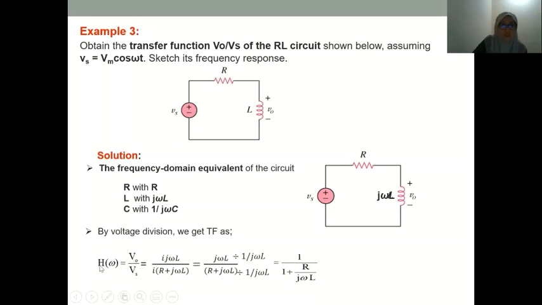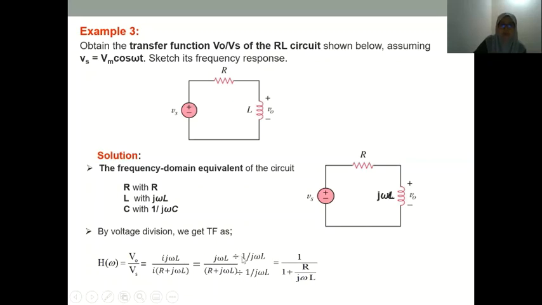Now we go to the transfer function derivation. You have V out here. V out is your voltage across your inductor, which is I times j omega L. Your Vs is the total of the voltage across your R plus the voltage across your inductor, so it's your I times R plus j omega L.